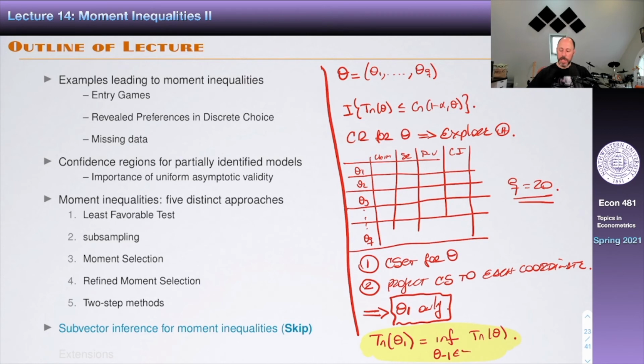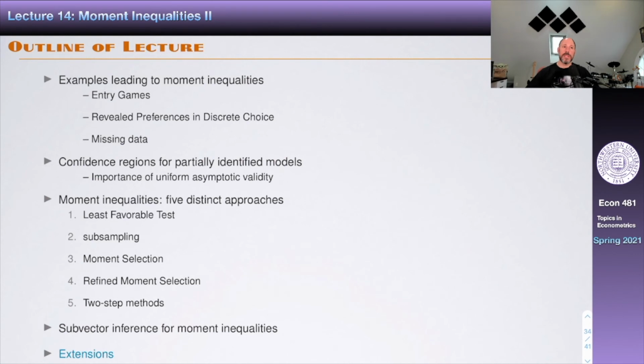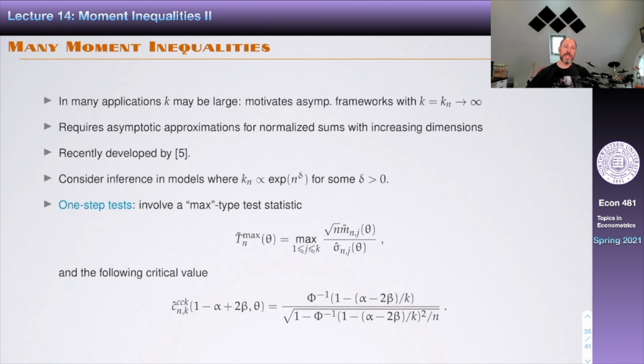All right. So let me skip all these slides and go to whatever here. Extensions. I'm going to mention some extensions and we're going to be done. The first extension is the one on many moment inequalities. And this was a paper by Chernozhukov, Chetverikov, and Kato.